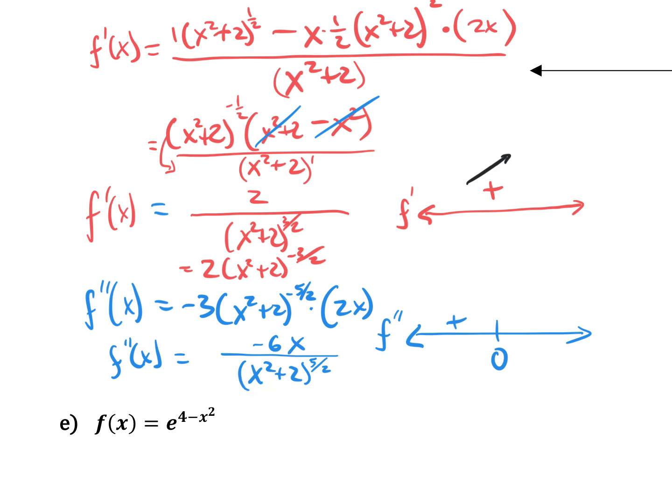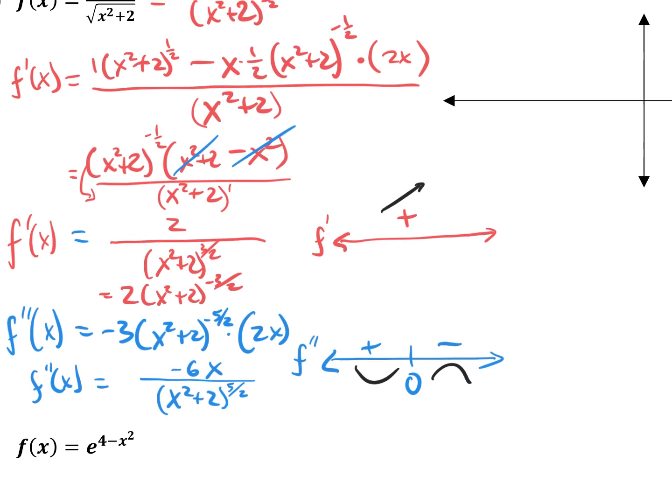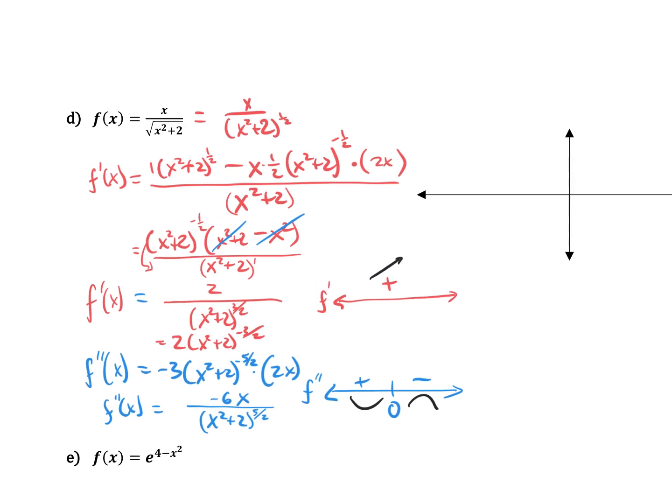So negative or positive gives us negative. So that means we are concave up and concave down. Okay, so we're always increasing here, but the concavity changes. All right, so what does that mean? All right, so let's go ahead and get our graph.